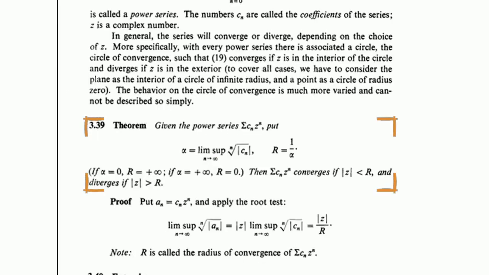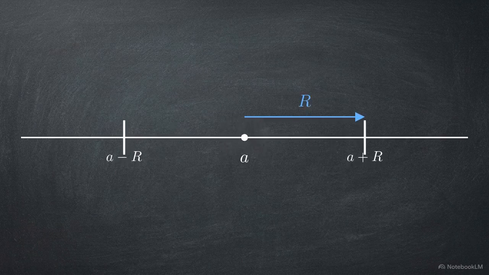This theorem from Chapter 3 establishes the radius of convergence, denoted as r. Using the limit supremum of the coefficients, we calculate the exact boundary determining where this infinite sum is mathematically valid. If we map this onto a one-dimensional number line centered at A, the radius r gives us an interval of convergence, stretching outward to A minus r and A plus r.